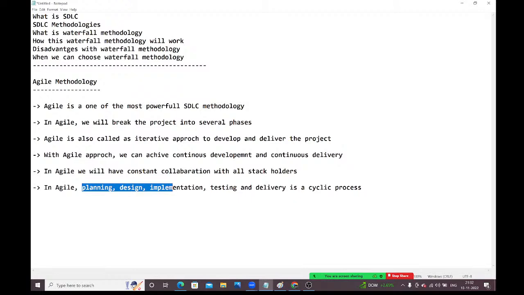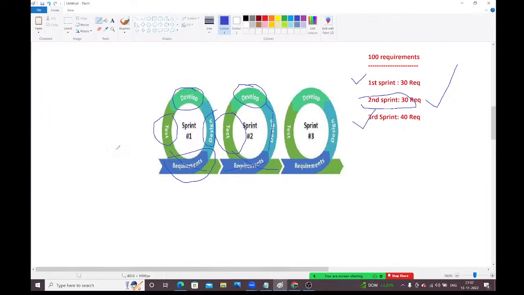Guys, are all these points satisfied or not here? With these diagrams, are all the points satisfied or not? Respond, guys.